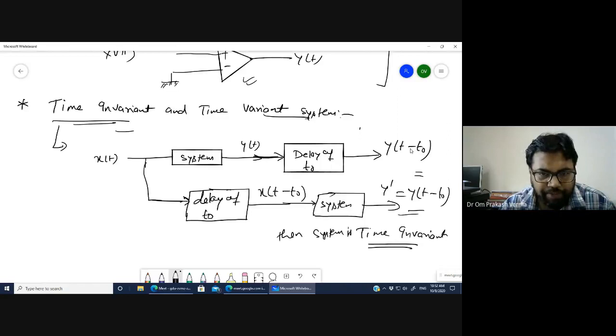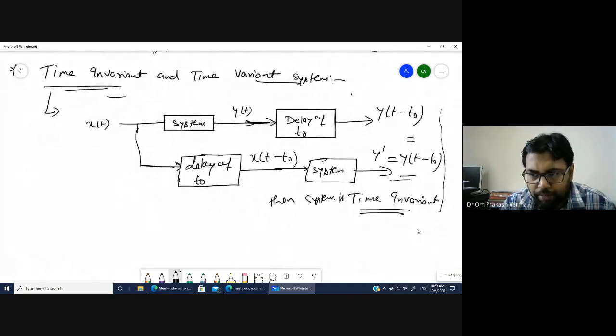At the same time, first you are providing the delay and then passing through the system, okay? So you have to follow this procedure, okay? Based on this procedure, we will develop some trick, okay?